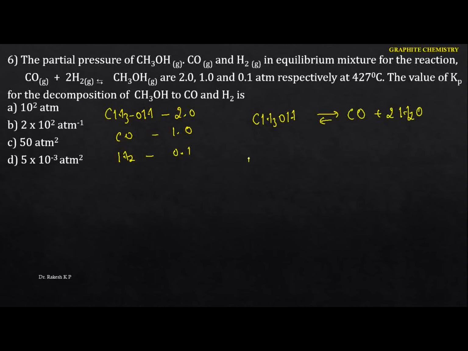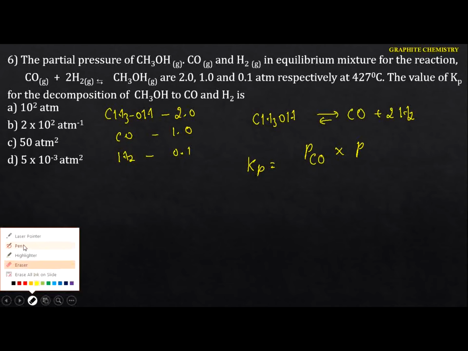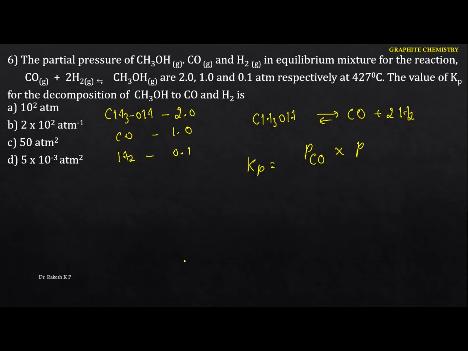So according to the partial pressures, the Kp is equal to the partial pressure of the products. That is the carbon monoxide, and the hydrogen here. This is the hydrogen. So now see this one. So the partial pressure of the hydrogen.